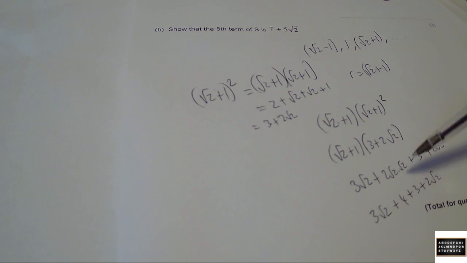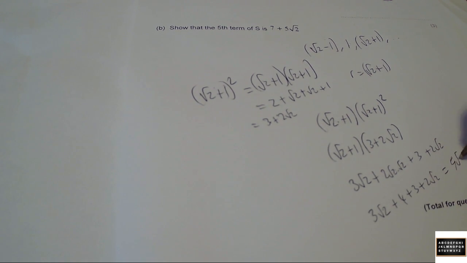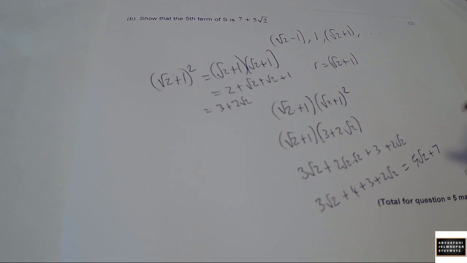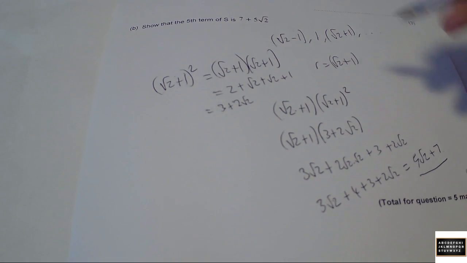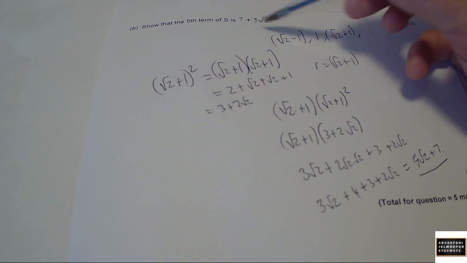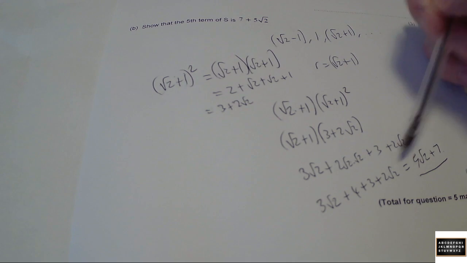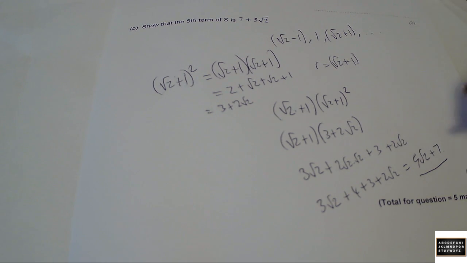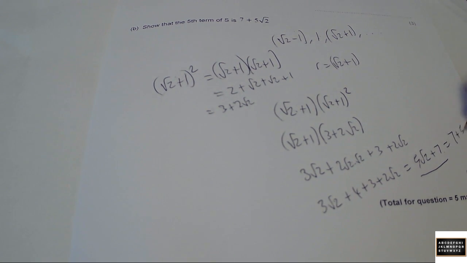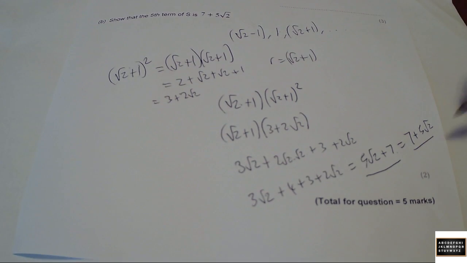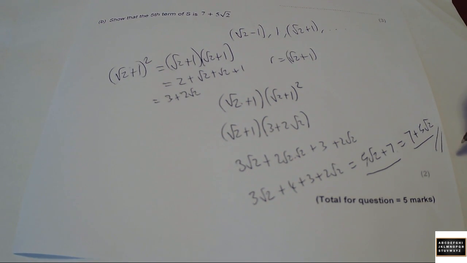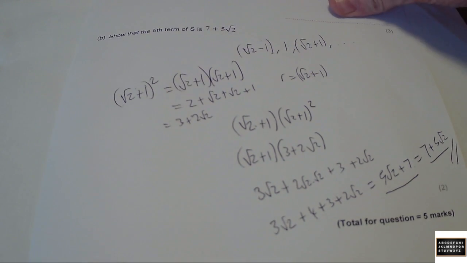Okay, that's my expression so far. 3 root 2 plus 2 root 2 is 5 root 2. And then 4 plus 3 is 7. So move that over for you. So 5 root 2 plus 7. And that is the expression they're trying to get you to prove. It's just back to front. You could rewrite it. But 7 plus 5 root 2, this is 7 plus 5 root 2, just in a slightly different order. So I'm going to write that out just for completeness sake. 7 plus 5 root 2 there. And I'll put a little pair of lines to show I've proved it, or I've shown it.